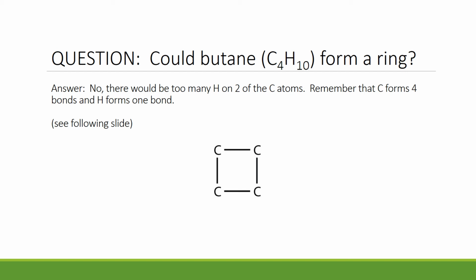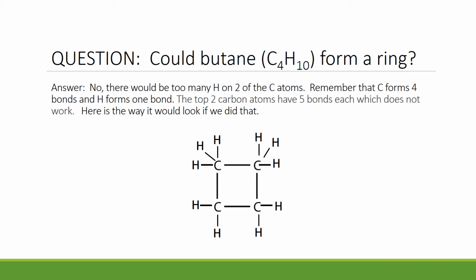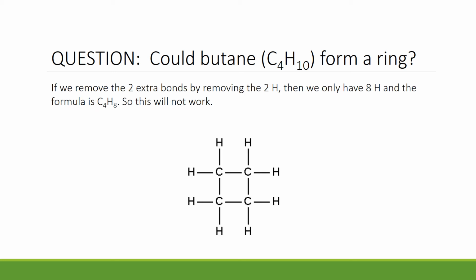Look at the following slide. This is C4H10 in a ring. There are 4 carbon atoms and 10 hydrogen atoms. The problem is 2 of the carbon atoms have 5 bonds instead of 4 bonds, as they should. So what happens if we remove those 2 extra hydrogen atoms from the molecule? The problem then is we have C4H8 instead of C4H10. So butane cannot form a ring.